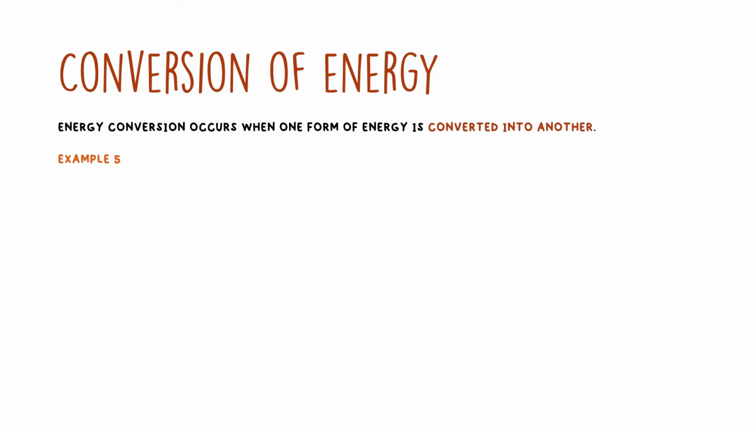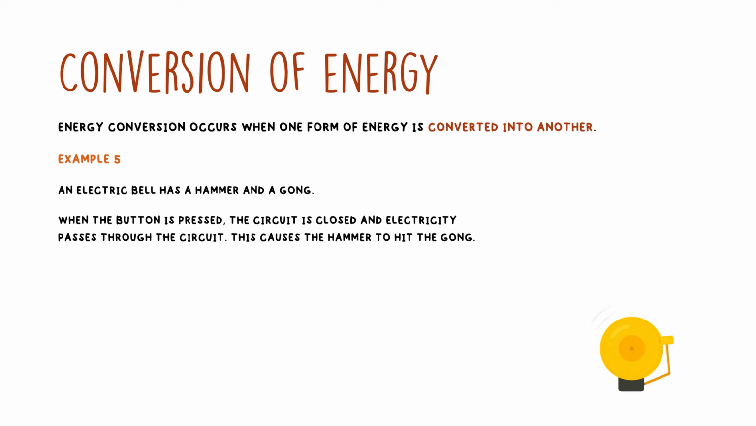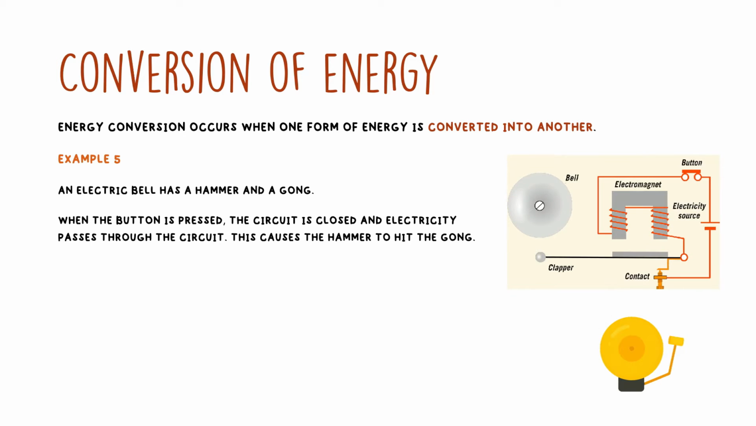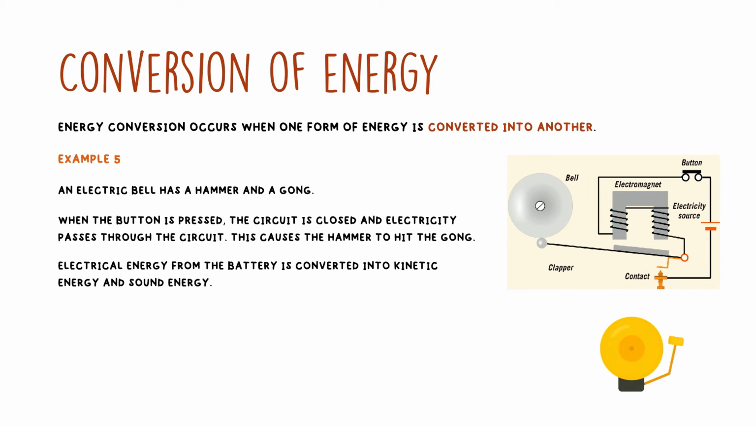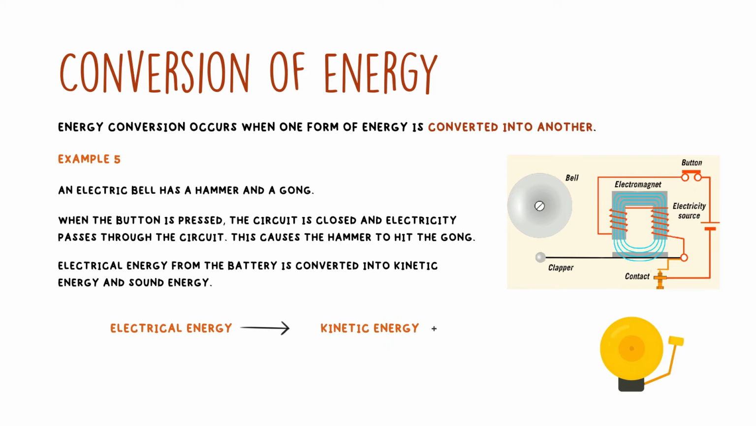Finally, example 5. An electric bell has a hammer and a gong. When the button is pressed, the circuit is closed and electricity passes through the circuit. This causes the hammer to hit the gong. Electrical energy from the battery is converted into kinetic energy and sound energy.